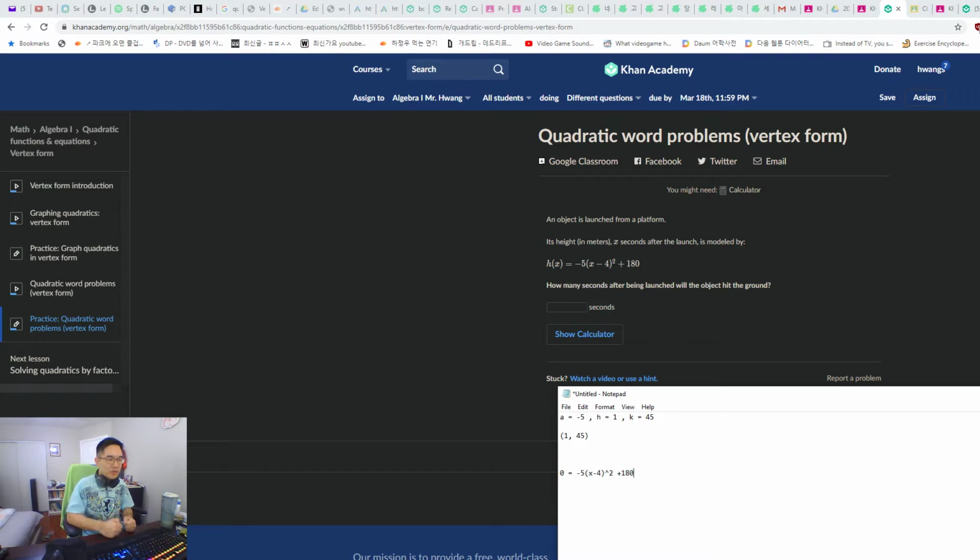What's the first step we should do? Get rid of the 180, right? How would I do that? Minus 180 on both sides. That gives you -180 equals -5 (x minus 4) squared. Okay? So -5 is a coefficient. How would I get rid of that? Divide both sides by -5. What is -180 divided by -5? It's 36.